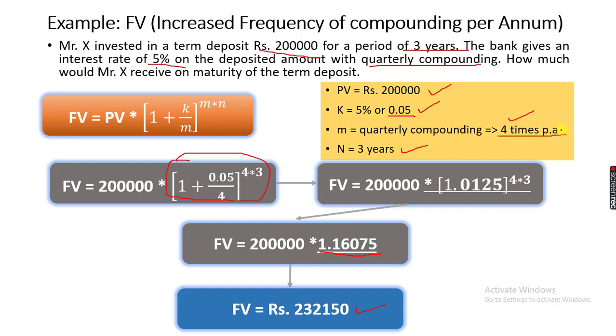Generally, banks prefer quarterly compounding. In some cases, it could be half yearly compounding. If it is half yearly compounding, then the M value would become 2, which means the compounding happens 2 times in a year. It is also possible that the compounding is done monthly sometimes. In that case, the M value would become 12 because we have 12 months in a year. Sometimes it is also possible that there is daily compounding, which means interest is compounded and reinvested into the principal amount at the end of every day. Then in that case, the M value, the frequency of compounding, would become 365.